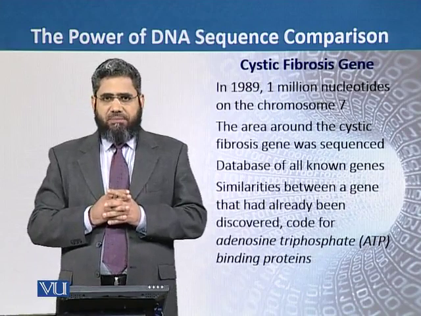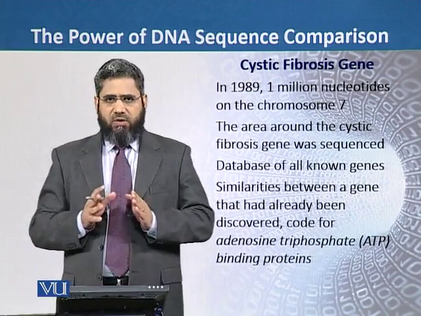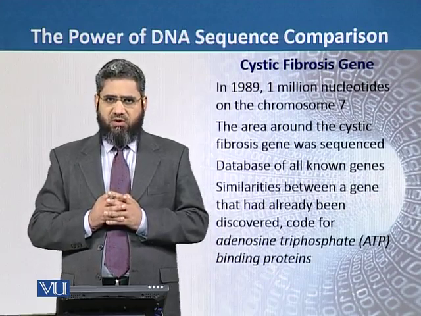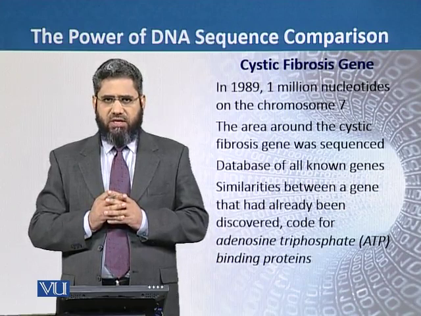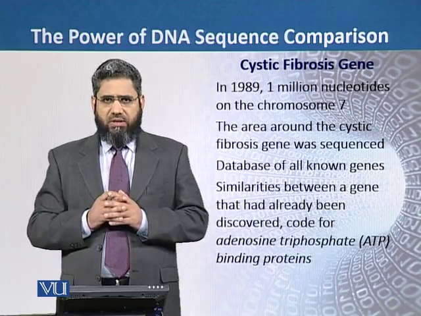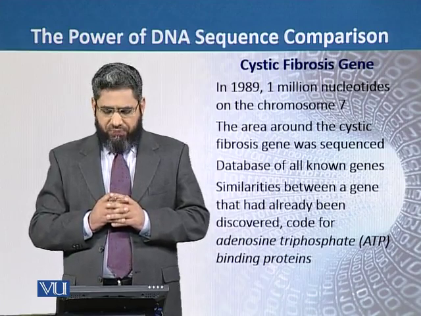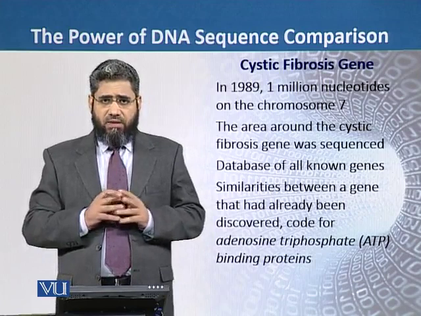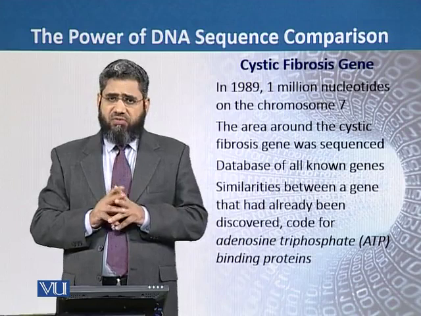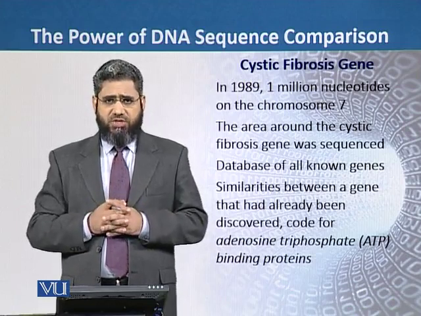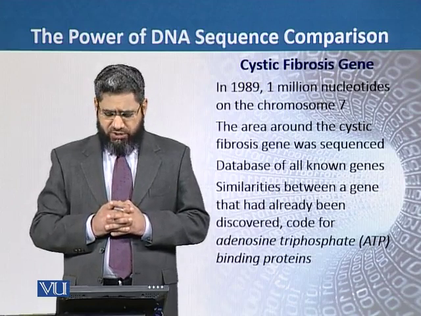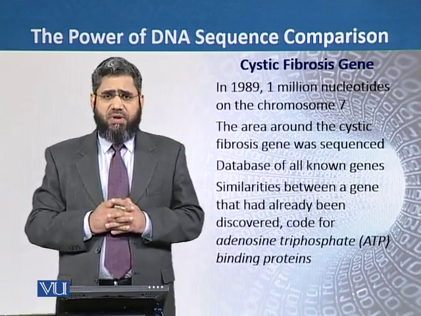In 1989, it was pointed out that the gene for cystic fibrosis might be present on chromosome number 7 in the human genome. When it was pointed out, the location was narrowed down to 1 million nucleotides. Still, even after narrowing down the location of the gene, it could not be pointed out at a specific location. So the same strategy was applied.